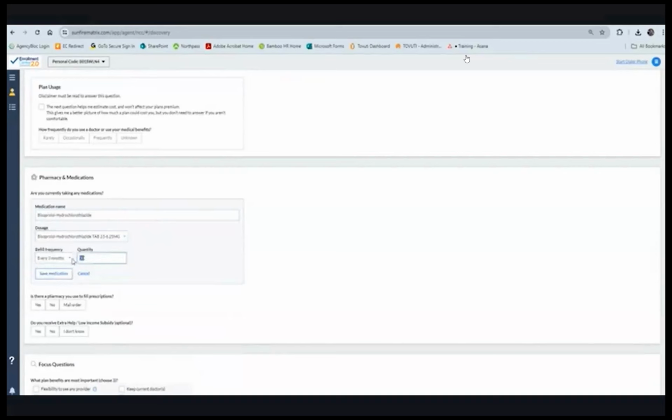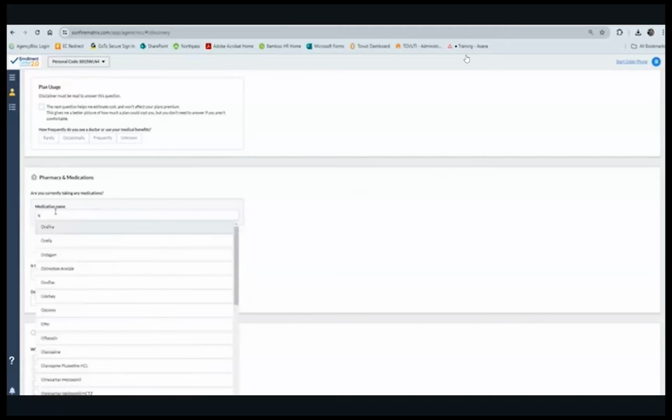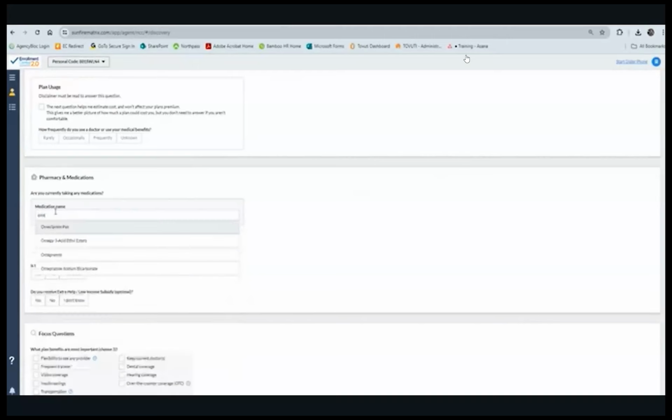Okay, and then here is your 6.25. So you said you take a 10, but you split it, correct? Yes, in half. And that's once a day for a 90-day supply. Correct. Okay, let me add the other medication. That's what I'm doing.